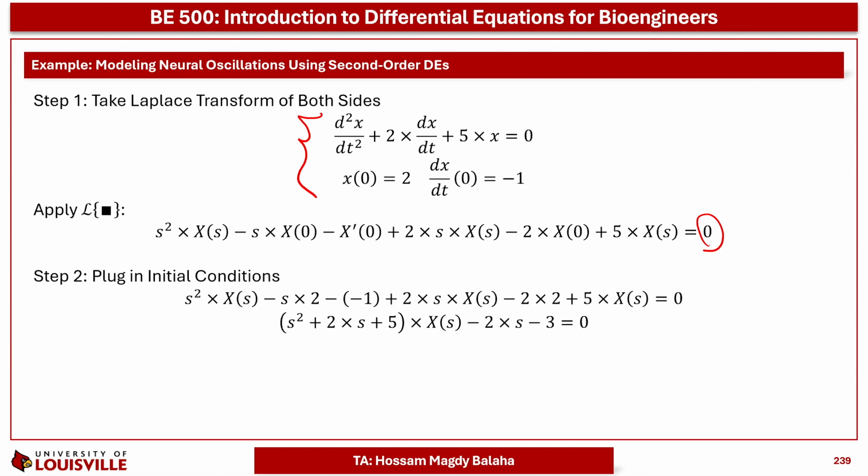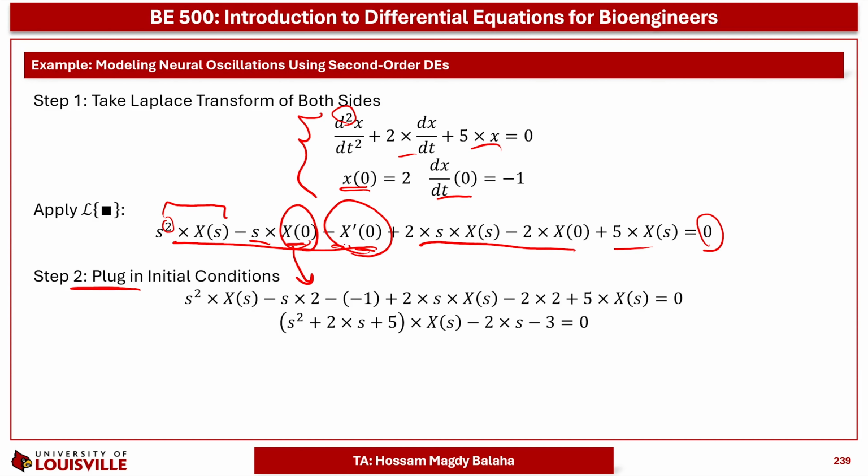The left hand side: the second derivative will be converted to s square multiplied by x of s. Then, as we mentioned, decrease the power, so s to the 1, s to the 0, and x of naught, x dash of naught, plus 2 multiplied by dx by dt, which is the first derivative, that will be converted to Laplace like that, to s x of s minus x of naught, plus 5x will be converted to 5x of s. Now, plug in the initial conditions. X of naught is 2, so replace each x naught with 2, and x dash of naught with negative 1, so replace this with negative 1.